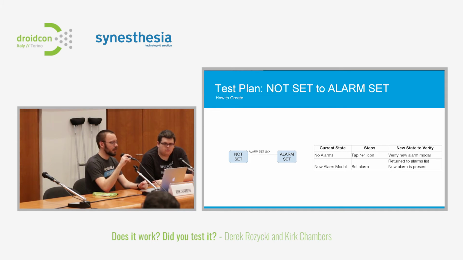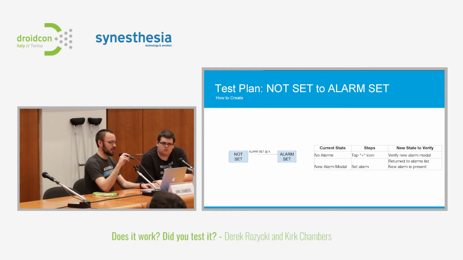And I used that term earlier. Some of you probably know what a test plan is, but more junior devs might never have been exposed to test plans. So how do you write one? Well, sort of tearing my diagram apart from before, I've got a not set state, and I'm going to the alarm set state.